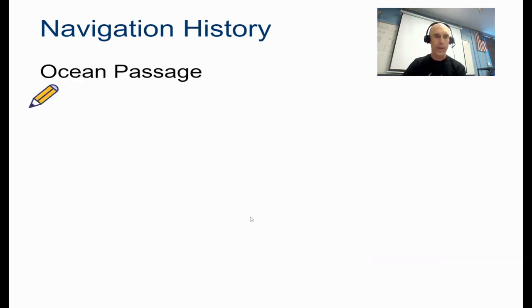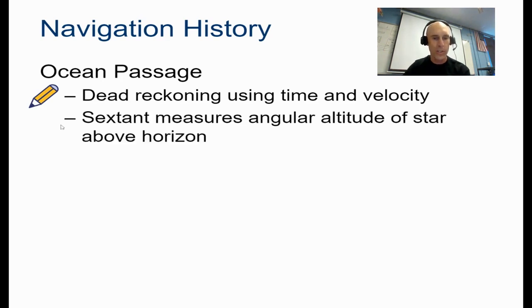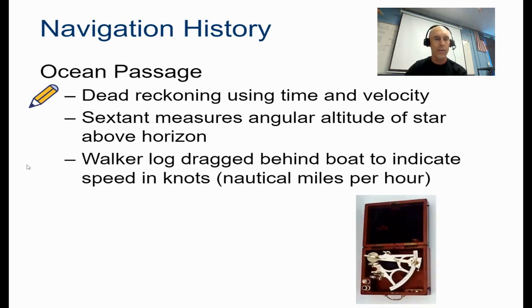For ocean passage, they used to use this method called dead reckoning, and it used time and velocity. So please note that. Some people believe the words dead reckoning came from deduced reckoning, or that if you didn't follow it, you would be dead. There's a lot of different ideas about where the origins came from, but they used this tool called a sextant, and it measured angular altitude of stars above the horizon. And then they would have this little log dragging behind the boat to indicate speed. And so this is how they used to measure their position and their passage in the ocean.